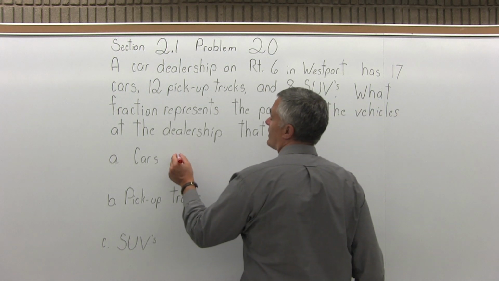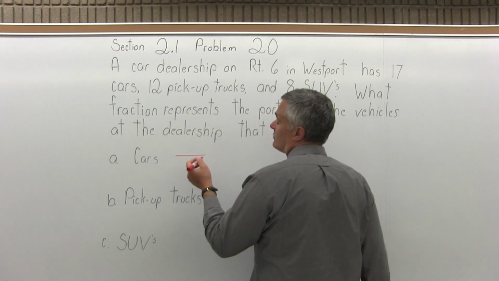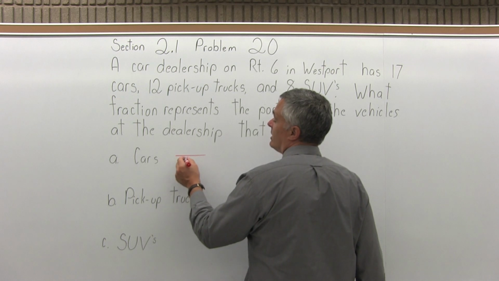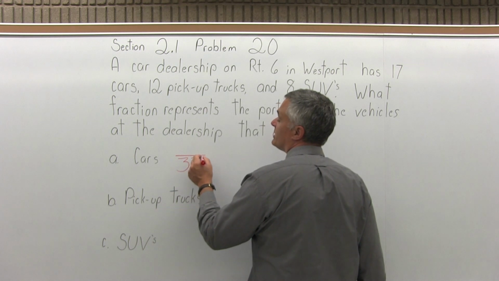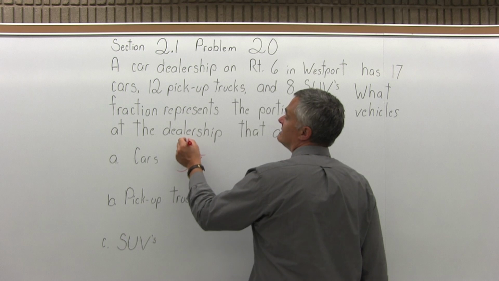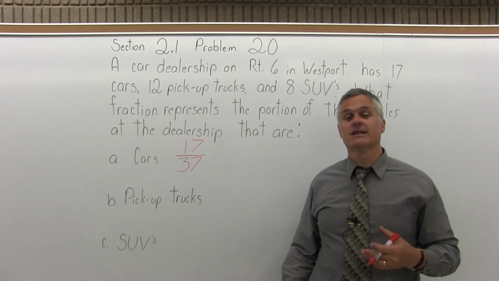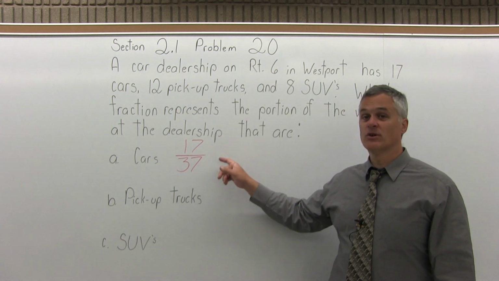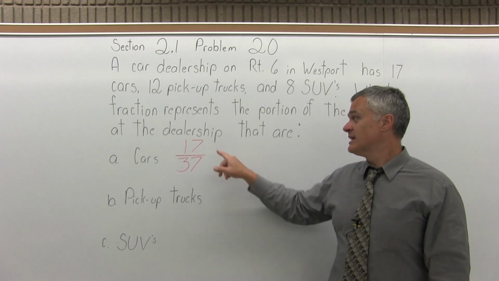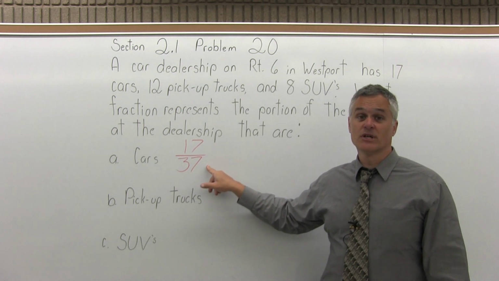So what fraction represents the portion that are cars? Well, there are 37 things altogether, and 17 of them are cars. So the fraction of vehicles at the dealership that are cars is 17 over 37. 17 cars out of 37 vehicles altogether.